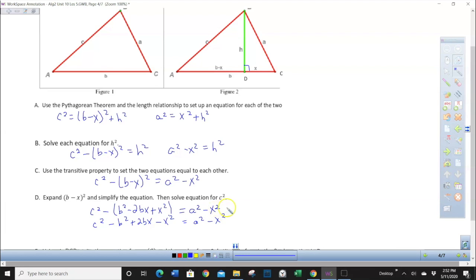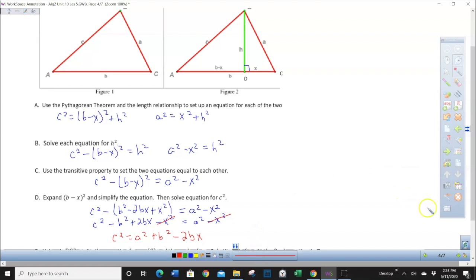So if we look at this, we have minus x squared on both sides. So if we add x squared to both sides, they're gone. Okay. So now we have this equals a squared. But it asks us to solve for c squared. So we have c squared equals a squared. We're going to move this over, so that's going to be plus b squared. And move this over, that's going to be minus 2bx.